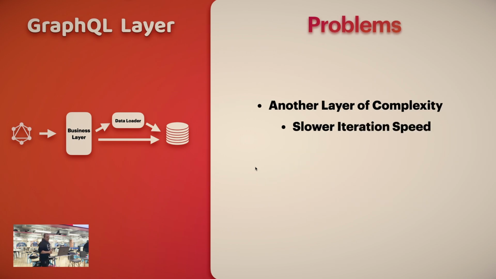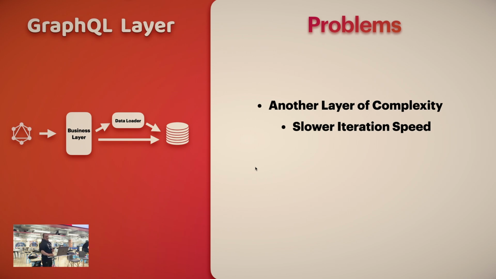Now, what are the problems of this approach? Well, the first point is obvious. It's another layer of complexity. Iteration speed will be slower initially, but when your project grows, it will actually probably be faster than when you just expose a database. But it's an inherent slowdown.